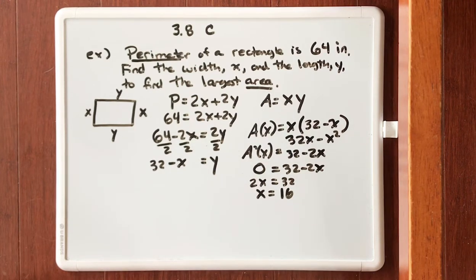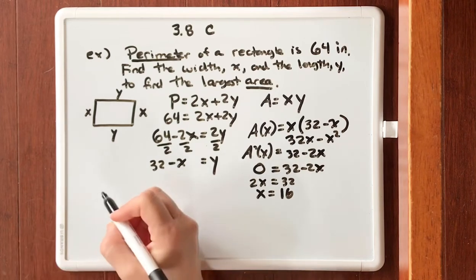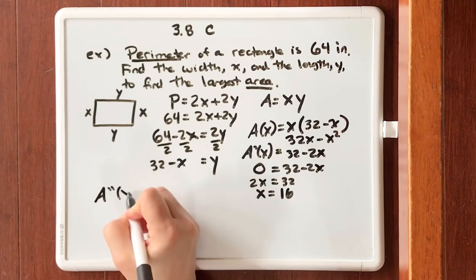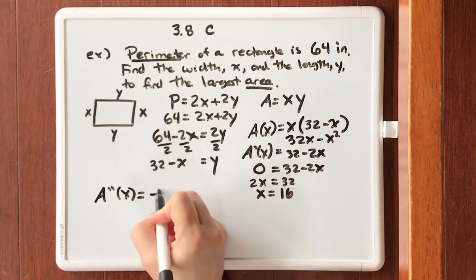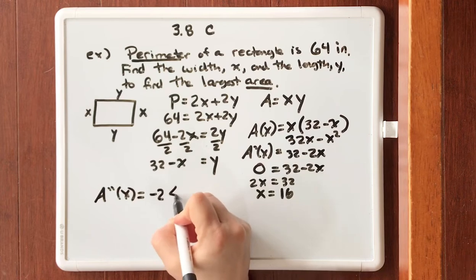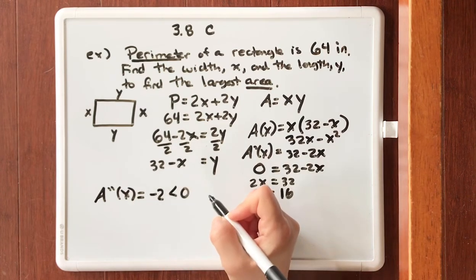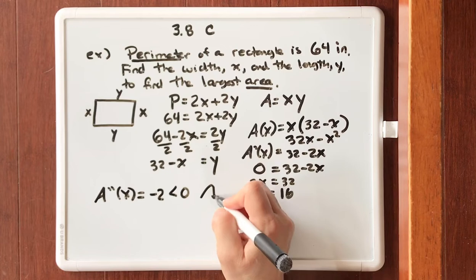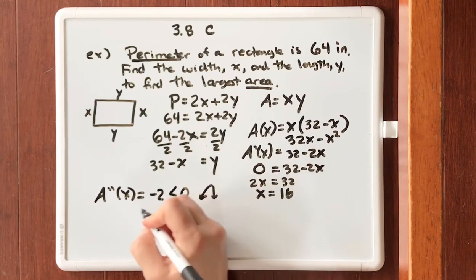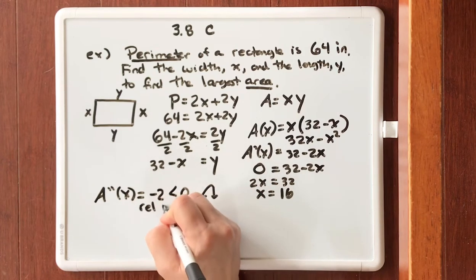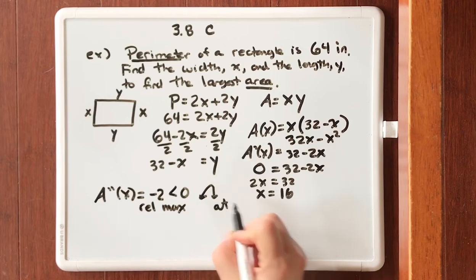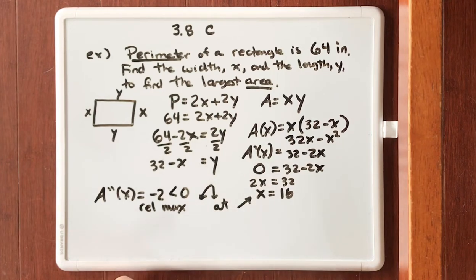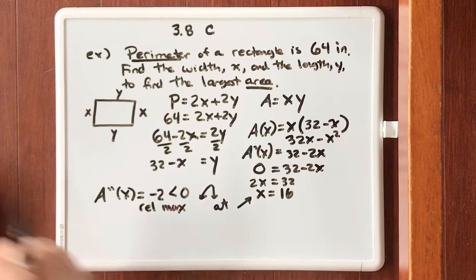Okay. Now let's look at A double prime. A double prime of x, we take the derivative of this right here. We just get negative 2. And negative 2 is less than 0. So if it's less than 0, it concaves down. So we're going to have a relative max at x equals 16. Relative max at x equals 16. Okay, so I'm going to erase this and we'll continue.